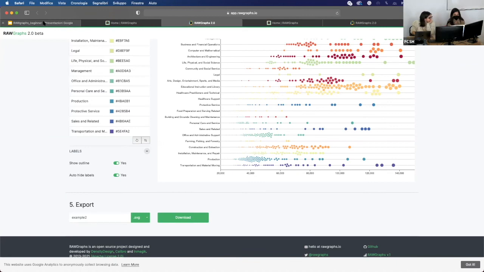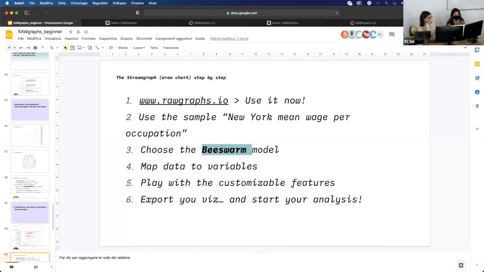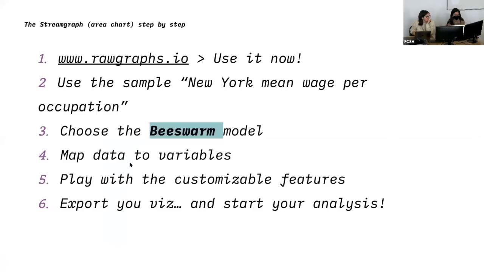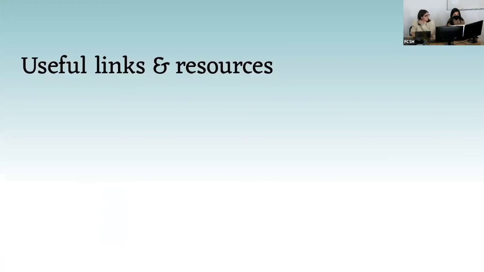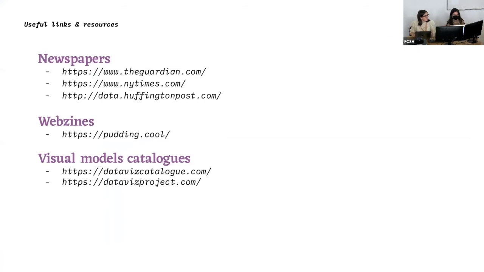Okay, so basically we have seen together also the bee swarm together with the Dendrogram, sorry. Here are useful links and resources that you can reach if interested.